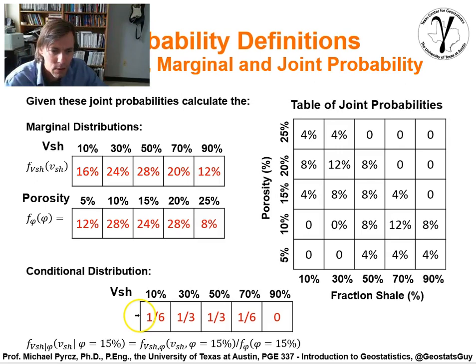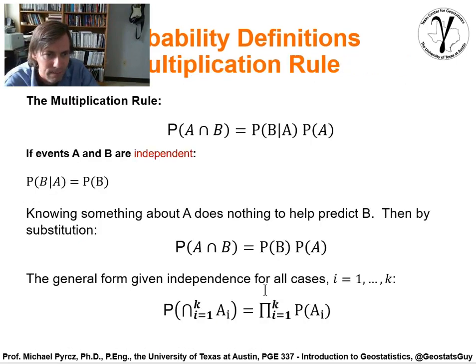And if you look, we have closure for the conditional because all of the cases within the conditional sum to 100% right here. So that's how we're calculating marginals and conditionals directly from joint probabilities.